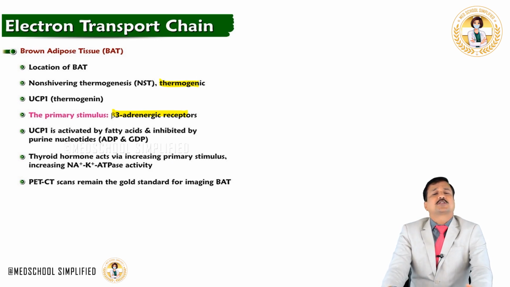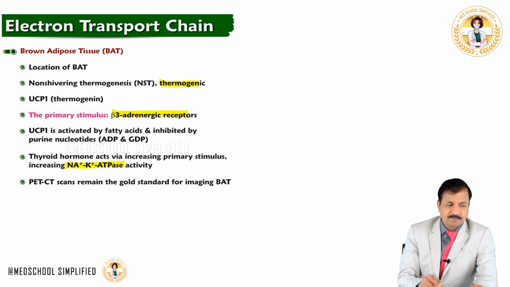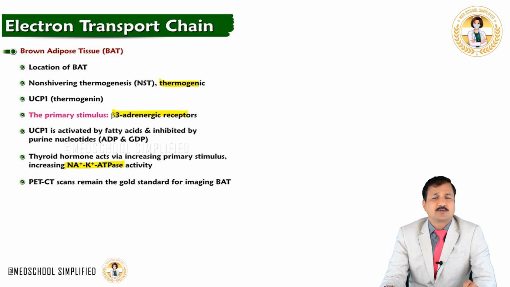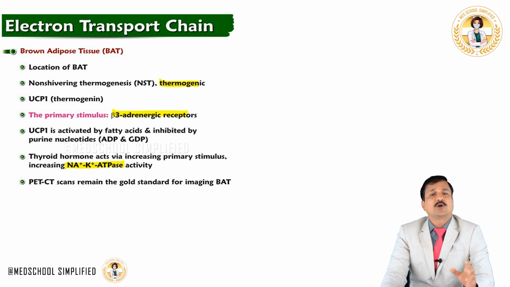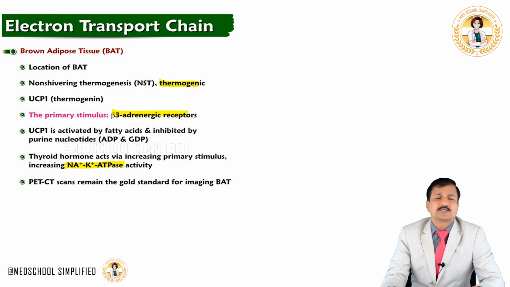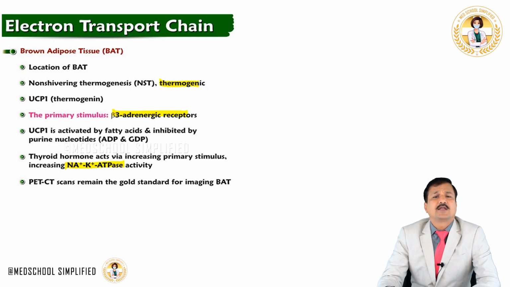And also the thyroid hormones increase the expression of sodium potassium ATPase over the cell membrane. This sodium potassium ATPase, as you all know, consumes around 20% of the ATP produced by our cells. So that means a higher consumption of ATP by sodium potassium ATPase, so a lot of energy needs to be consumed.